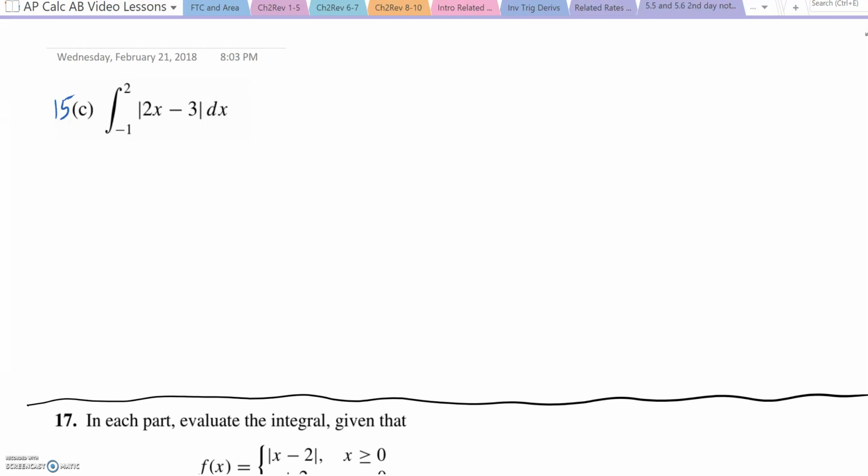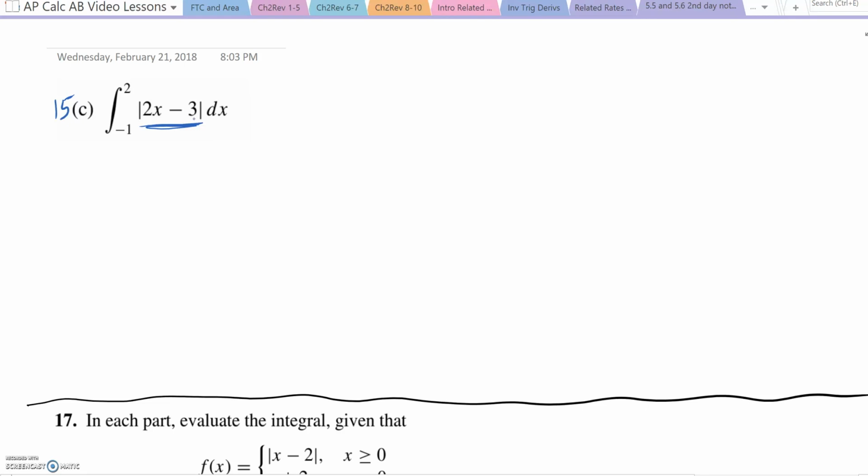We're going to do number 15C, which is straight out of the book. I've already got it set up here, so you can copy that in your margin. And here we go. So we have to find the area underneath this curve right here, but this curve happens to be an absolute value function. So the tricky part here is knowing how to graph that in the first place. There's a couple ways to go about it.